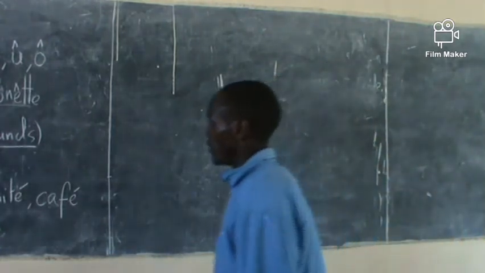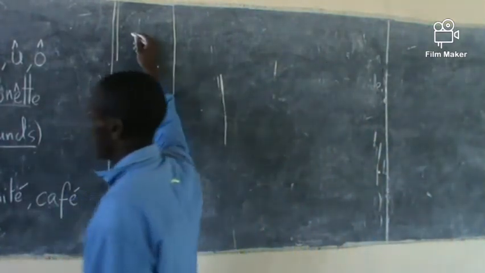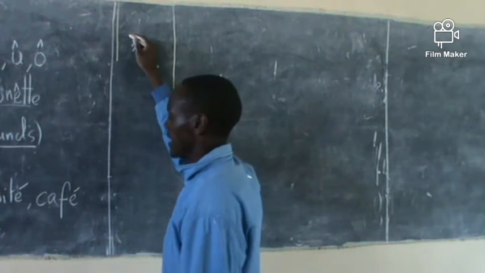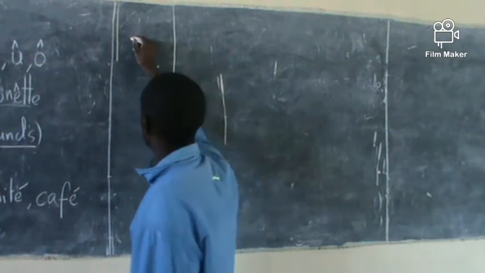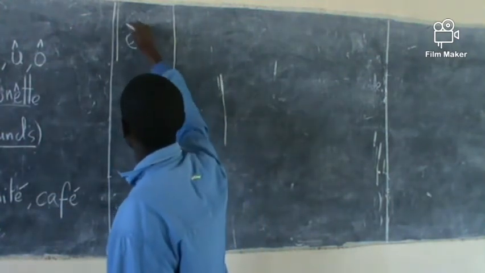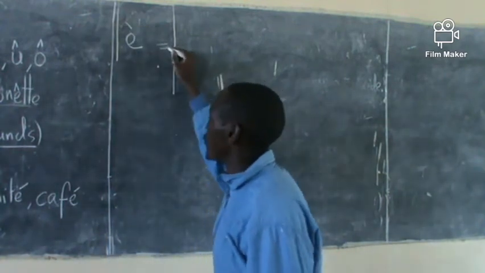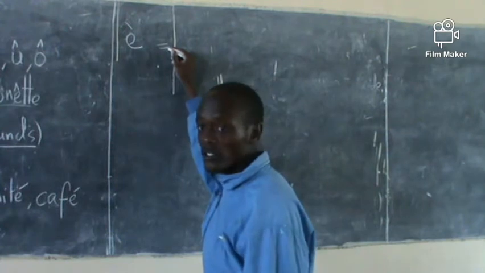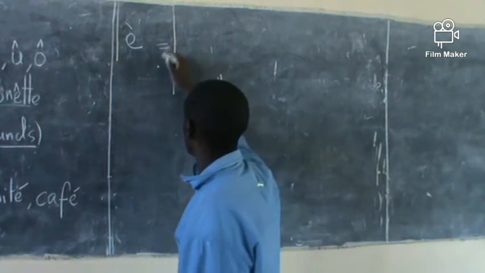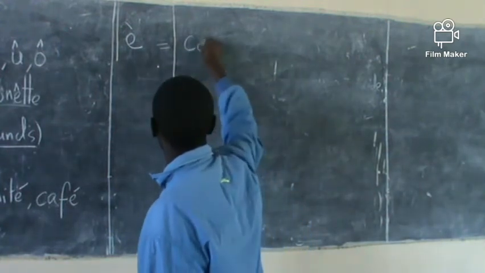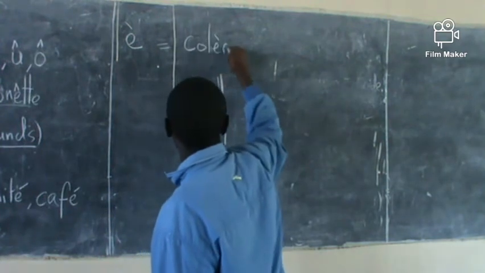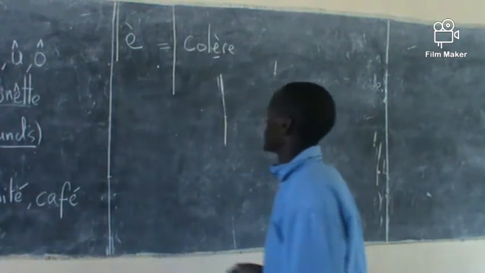The other form of sound is accent grave in E, that one. So that one, as I say, makes it to be pronounced normally, the way we do it in English. For example, when you are talking about something like colère, note its position there.